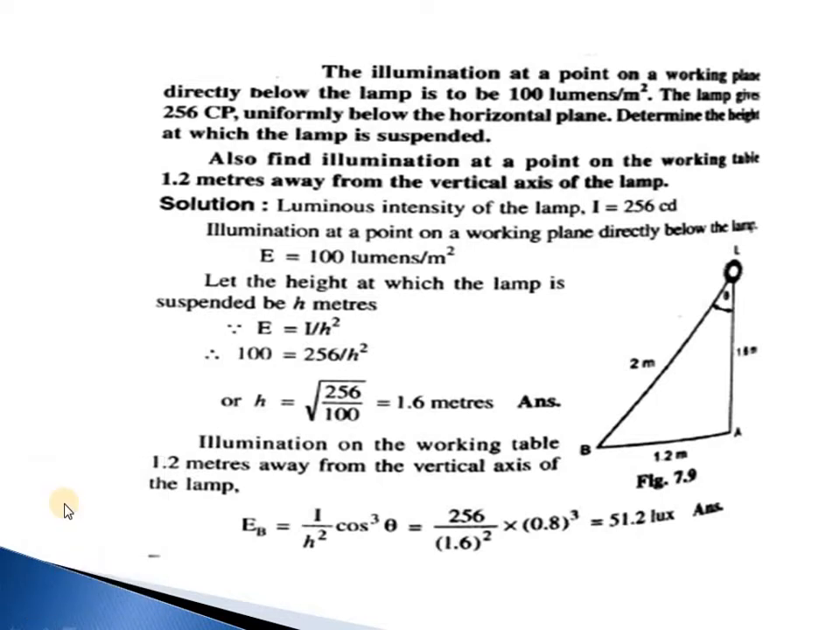The illumination at a point on a working plane directly below the lamp is to be 100 lumens per meter square. The lamp gives 256 candle power uniformly below the horizontal plane. Determine the height at which the lamp is suspended. Also find the illumination at a point on the working plane 1.2 meters away from the vertical axis of the lamp.